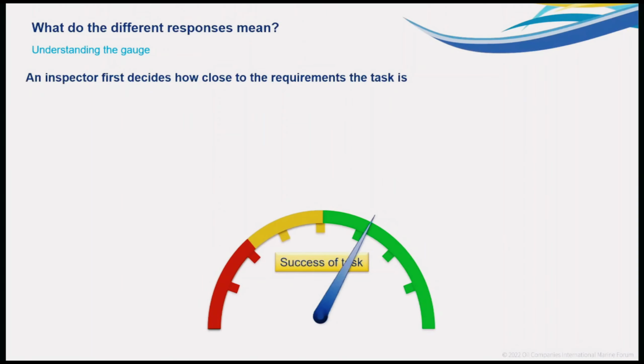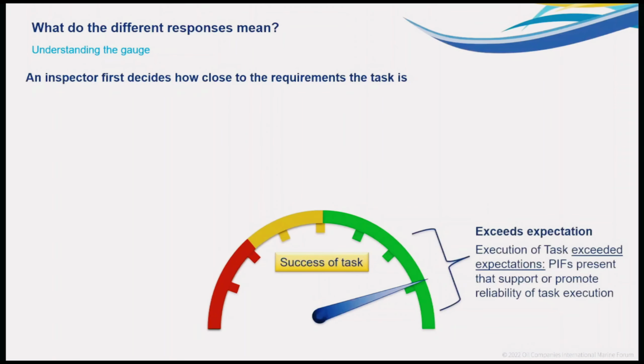In this presentation, we will look at responding to human observations. Let's look in more detail at what makes the difference between observations. If an inspector makes an exceeds expectation observation, they have probably seen a situation where there are healthy performance-influencing factors, or PIFs, that would make the task very reliable.